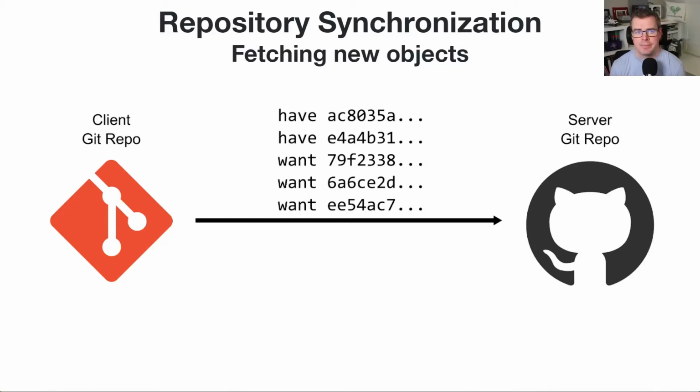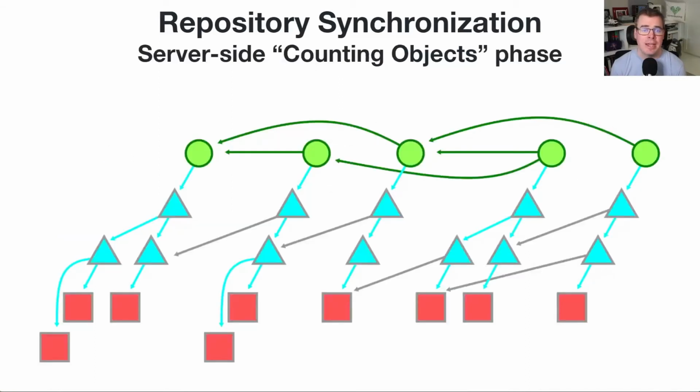The client then sends a list of object IDs, each of which is marked as a have or a want. The want IDs are objects that are not in the client repository, but are referenced by interesting refs. The have IDs are objects that are in the client repository, and the client guesses are also on the server repository, based on previous records of the server's references. At this point, let's take a look inside what the server is doing.